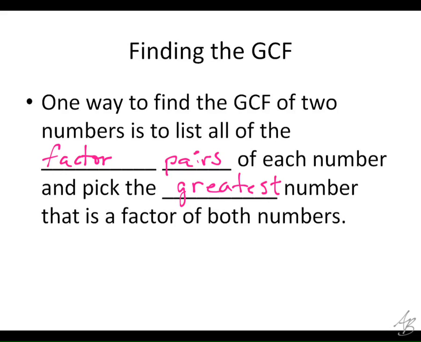Okay, so if I want to find the GCF of 24 and 36, I can list all the factor pairs of 24, list all the factor pairs of 36, and then just look in those and see which number happens in both lists and that's the biggest.